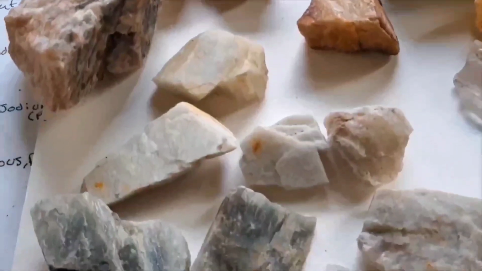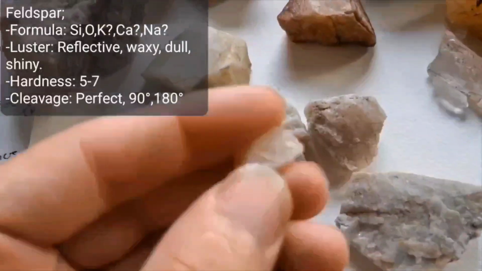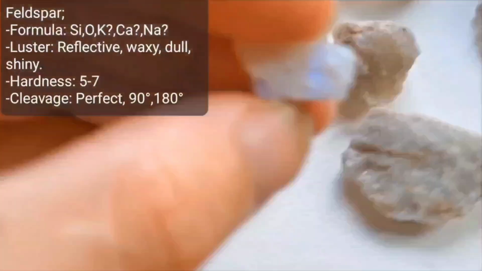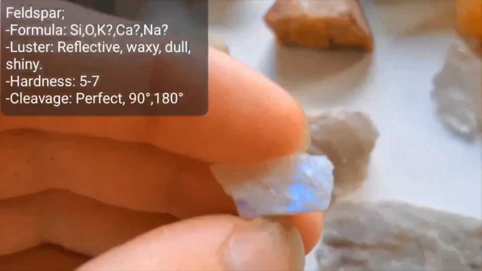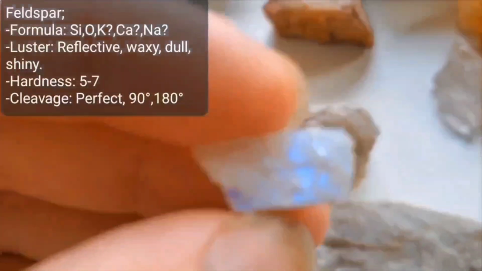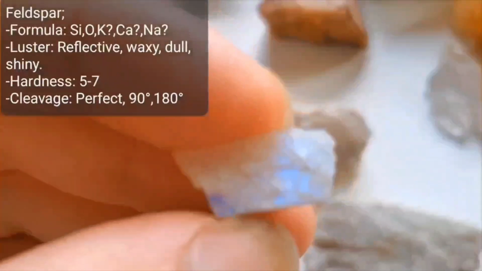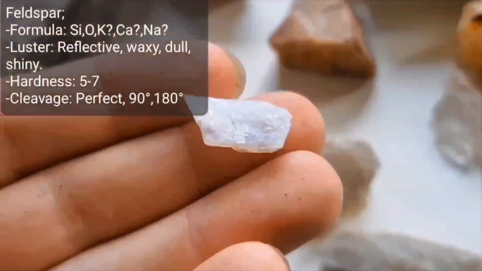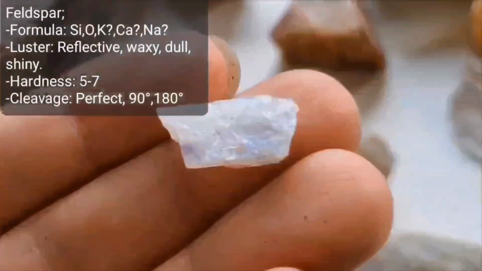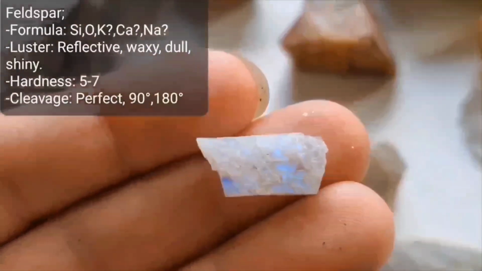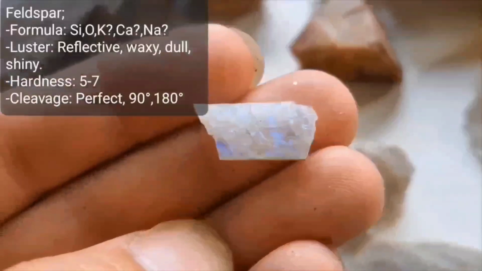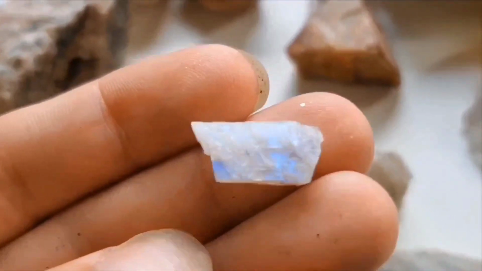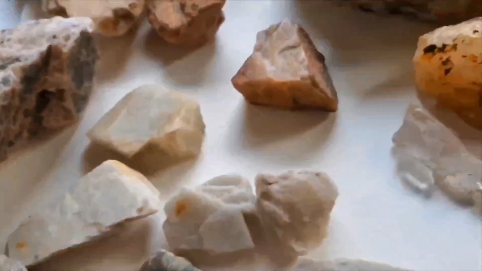Another mineral, feldspar. Who doesn't want to look at this, right? Labradorite. A type of iridescent feldspar. Exhibits blue hue color play. That's hard to say.